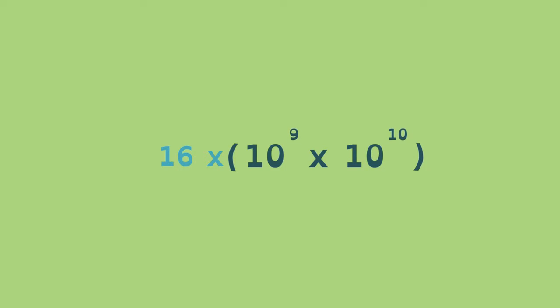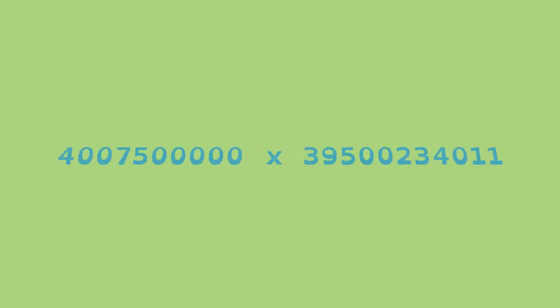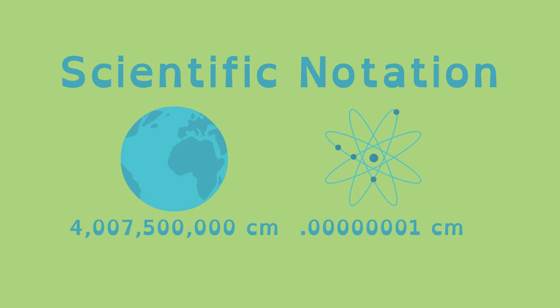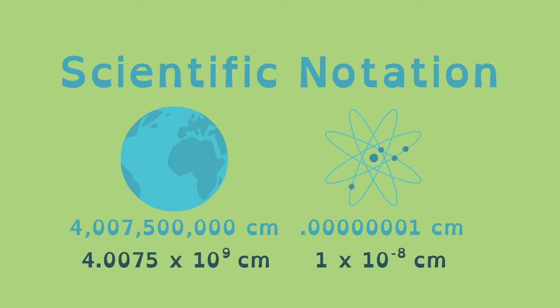We know when powers are multiplied, exponents are added. Here we get 10 to the power of 19. The product of these two numbers is very close to 16 times 10 to the power of 19. As you can see, scientific notation makes it much easier to do math with extreme numbers.